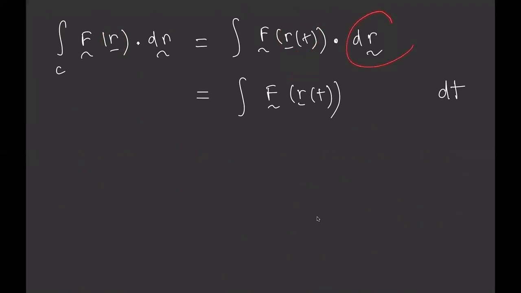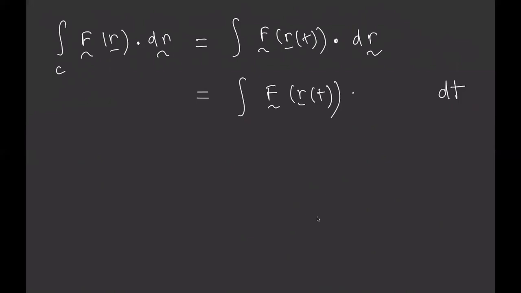But wait a minute, I've got this dot dr. That's not good. I want to write everything in terms of t, and so I want to have a dt here, and I want to put in 0 to 1 because I know that those are my limits, because t equals 0 is the beginning point and t equals 1 is the end point, the way that I've chosen to parameterize this curve. So I really do want to have a dt there. So I want to go from here to here and have a dt. How can I do that?